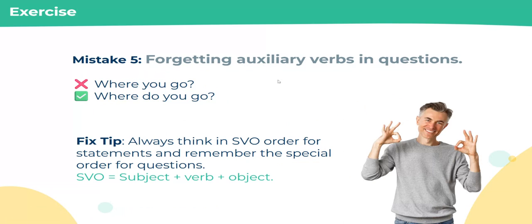Okay, well, we've got another one here, mistake number 5. It's forgetting auxiliary verbs in questions. Another very common mistake. For example, a bad question would be, where you go? We don't want to say that. We want to use the auxiliary verb do. Where do you go? So we have a fixed tip. Always think in SVO order for statements, and remember the special order for questions. SVO: subject, verb, object.